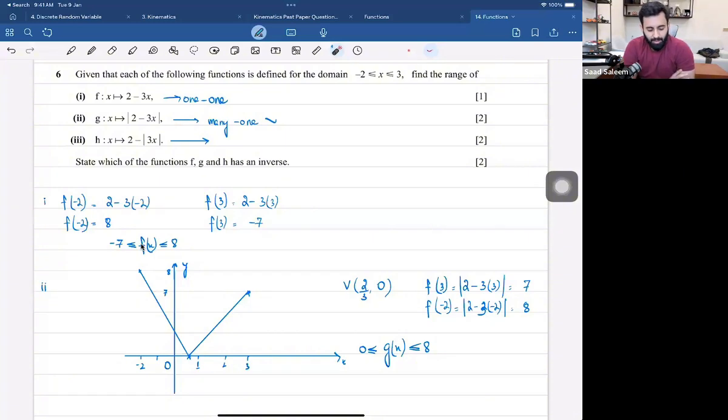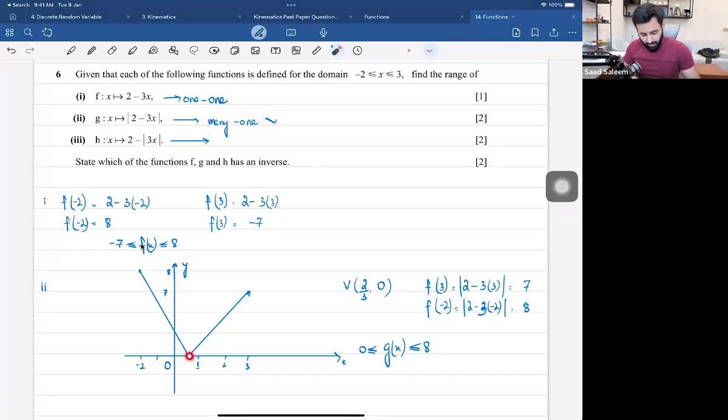The reason why we're inclined towards the idea of making a rough sketch is because modulus functions are inherently many-to-one functions. Okay, why? Because they decrease and then they increase. Or it could be the other way around, that they increase and then they decrease. So that means every time you have to find out the range of a many-to-one function, the best way to do it is to make a rough sketch. So we make a rough sketch. How do we make a rough sketch?